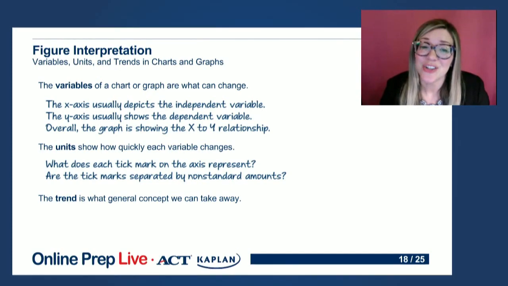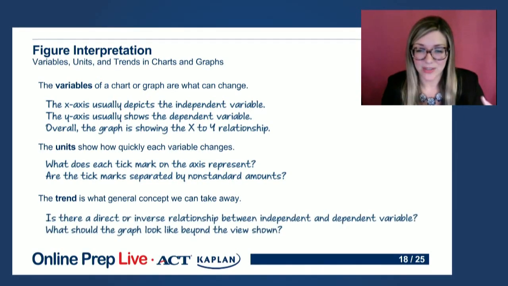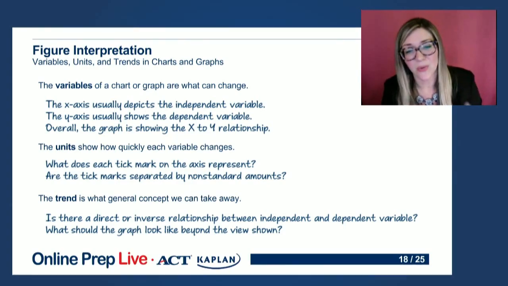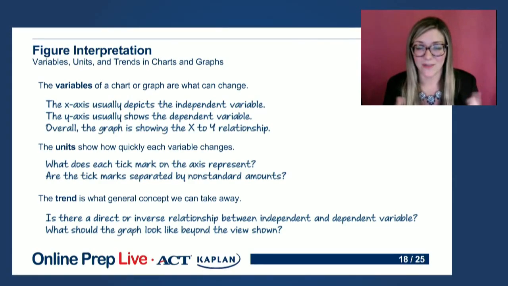Now we also pay attention to trends. Our trends are anything that seems obvious to us. Do we have a slope that's always going up? Do we have a slope that's always going down? What does it look like the graph is showing us?